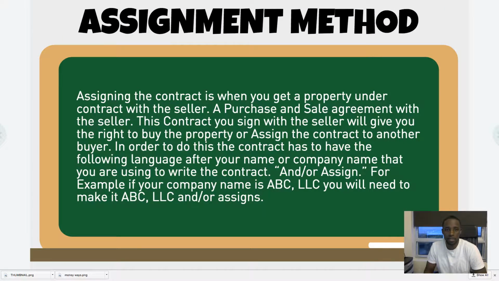Assignment method. The assignment method is when you get a property under contract with a seller, a purchase and sale agreement. The contract you sign with the seller gives you the right to buy the property or assign the contract to another buyer. In order to do this, the contract has to have the following language after your name or company name. For example, if your company name is ABC LLC, you will need to make it ABC LLC and or assigns. So you have the option to buy it yourself, or to assign it to another LLC or company to buy it, and so forth. That gives you exit strategies and options.